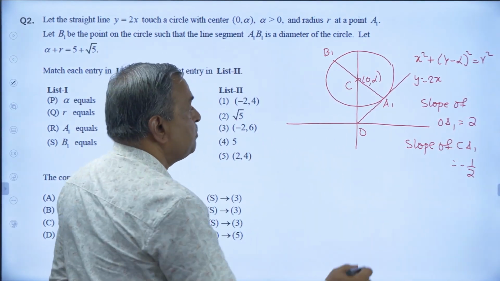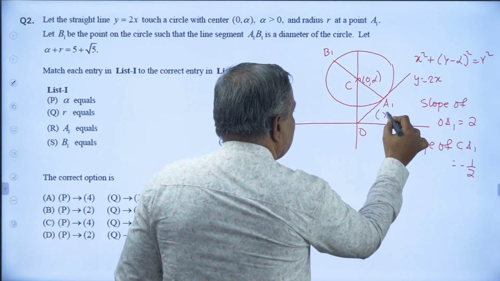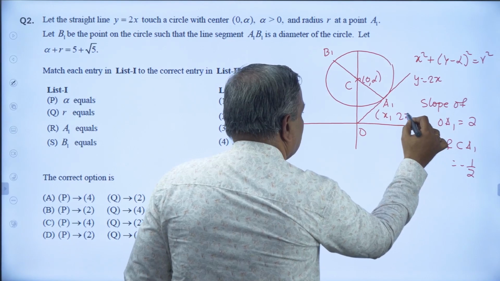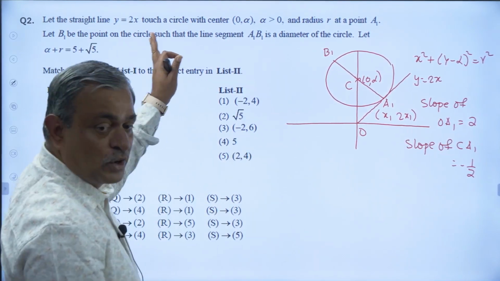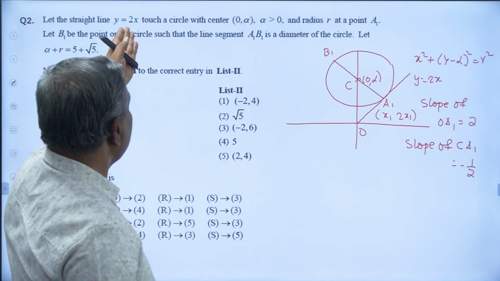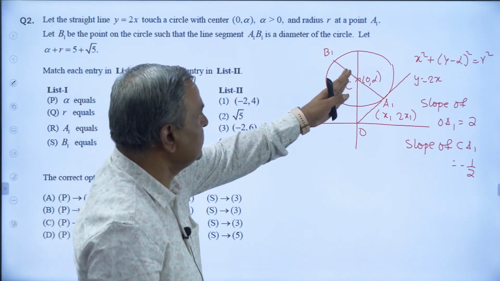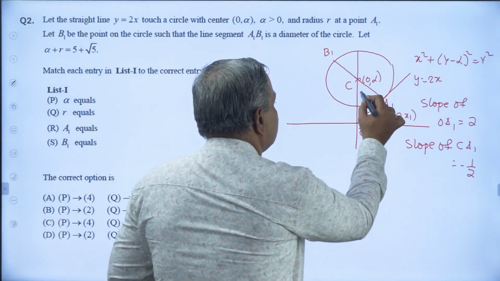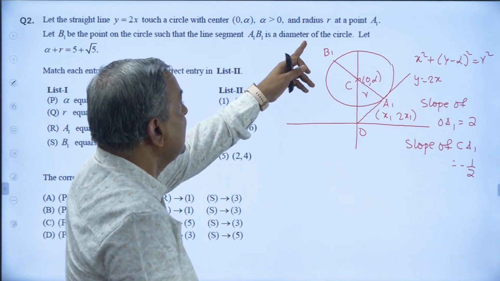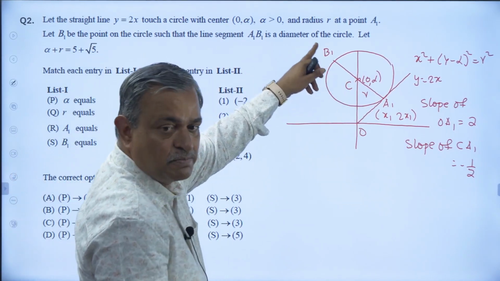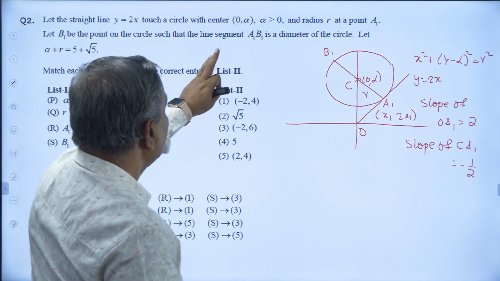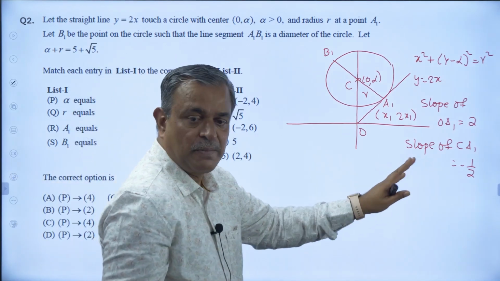Correct? So what is the point A1? A1 can be written as (x1, 2x1), because it passes through y is equal to 2x. So I have read only the first sentence: let y is equal to 2x touch the circle. We have drawn the circle. R is the radius. And at the point A1 and B1 on the circle, A1B1 will be the diameter. Okay, this information we know.